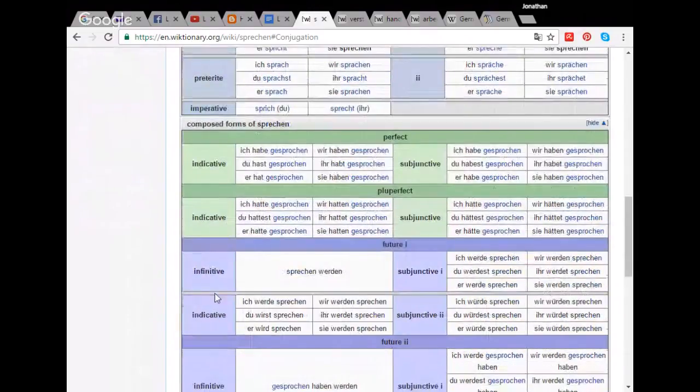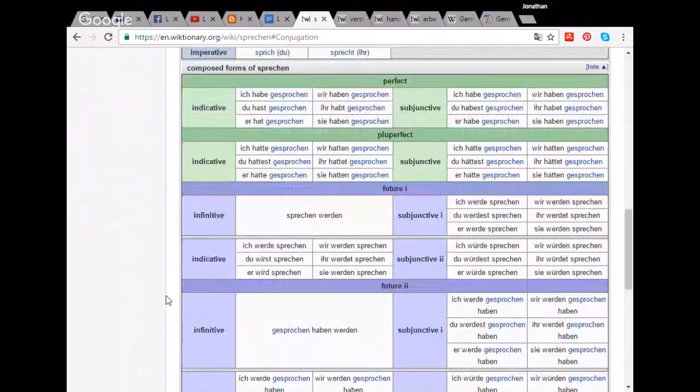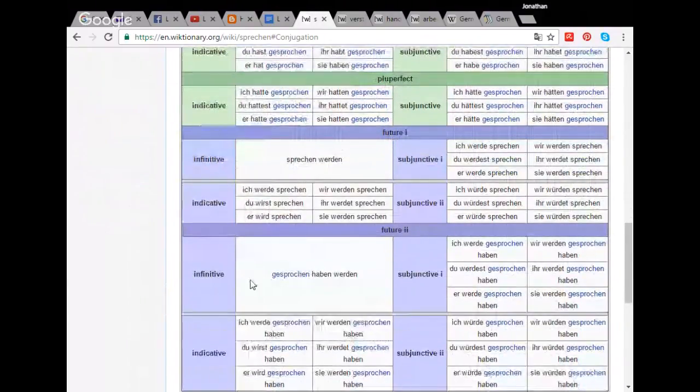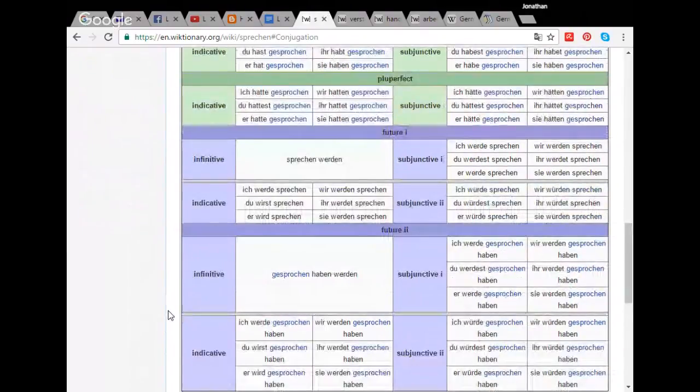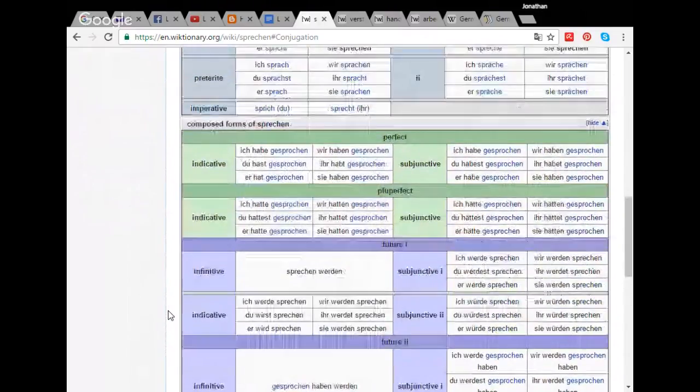There's a future using an auxiliary verb, werden, so that is like will speak, and there's even a subjunctive form like würde. So you have those as well, and there's an infinitive for a future, and there's an indicative, like a future perfect, and a subjunctive. So you get these tables, and you can see how English has evolved or been related to these conjugation tables.